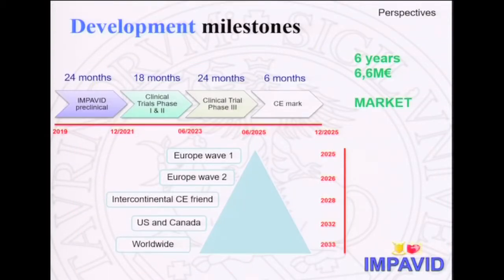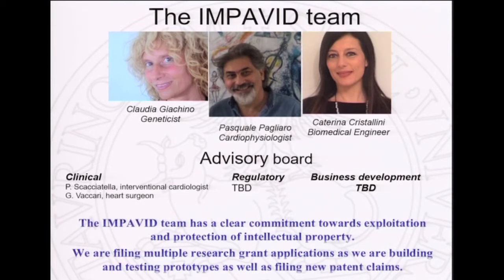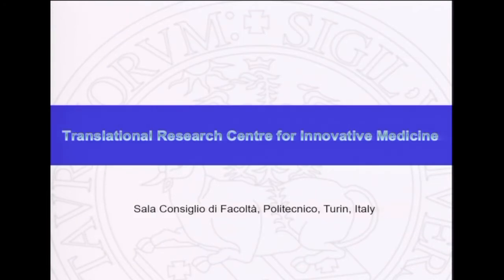So we developed these milestones that we will try to address in the next years. This is the IMPAVIT team. This is an interdisciplinary team with a cardiophysiologist, biomedical engineer, and myself, a geneticist. We are organizing our advisory board. We have some clinical staff already there since the beginning of the project. And now we are filing other research grant applications, of course, and we are building and testing new and improved prototypes, as well as filing new patent claims.